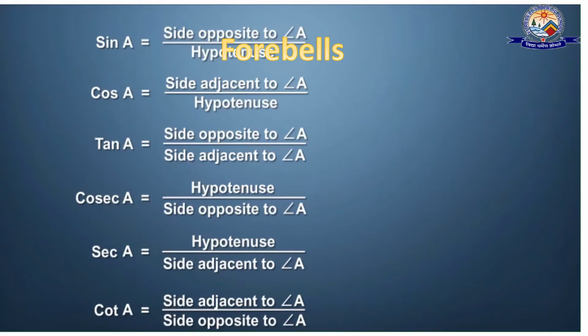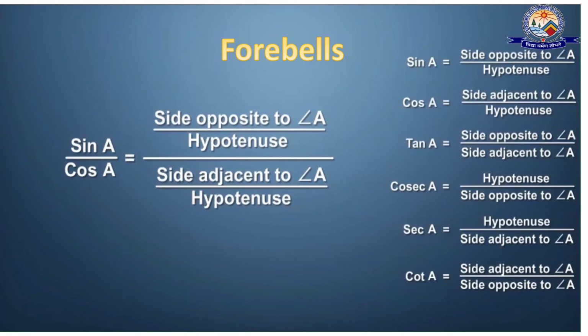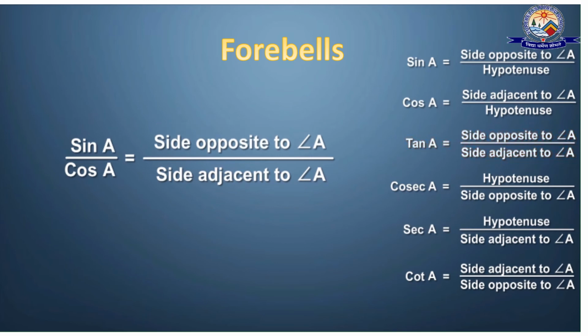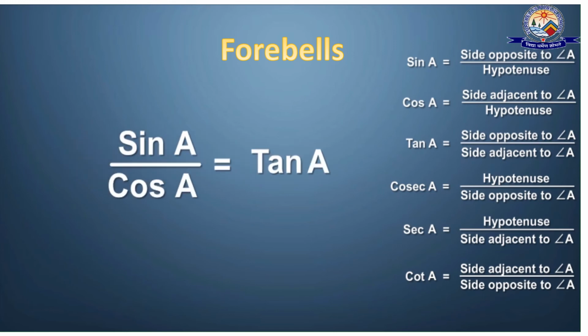Let me help you. If we consider these two trigonometric ratios and divide sin by cos, then the hypotenuse gets cancelled and we get the ratio of tan. This means sin A upon cos A is equal to tan A.